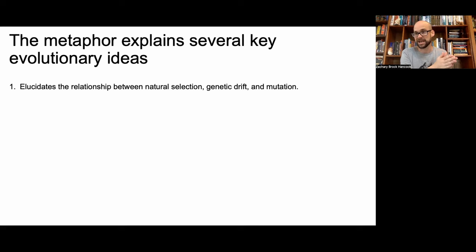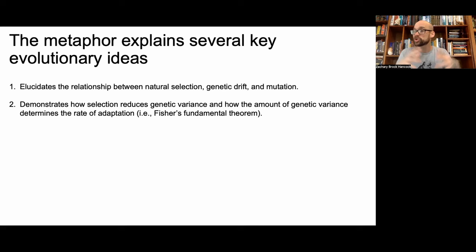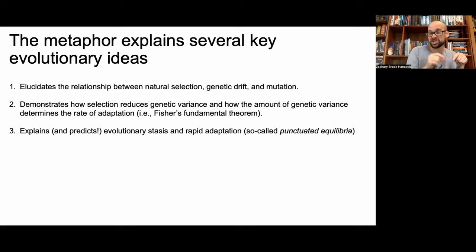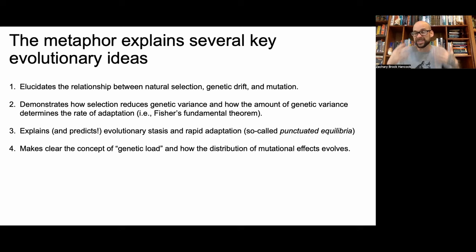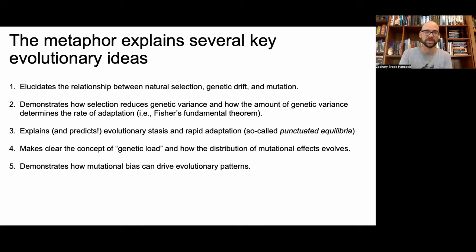Second is that it demonstrates how selection reduces the genetic variance and how the amount of genetic variance within a population determines the rate at which it can adapt. And that is, i.e., Fisher's fundamental theorem of natural selection, if you're familiar with some of the previous videos where we derived that. Third is that it explains and indeed predicts evolutionary stasis and rapid adaptation, so-called punctuated equilibria. Fourth is that it makes clear the concept of genetic load. So what this actually means, and how the distribution of mutational effects evolves through time as a population adapts to certain local peaks. Fifth, it demonstrates how mutational bias can actually drive evolutionary patterns.